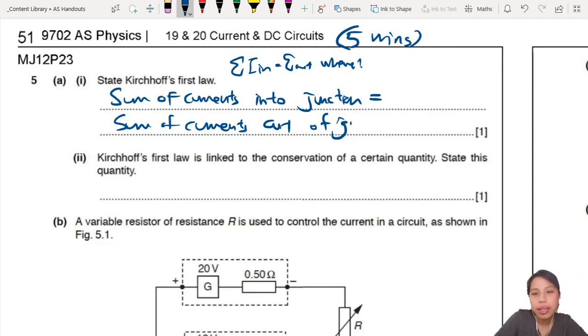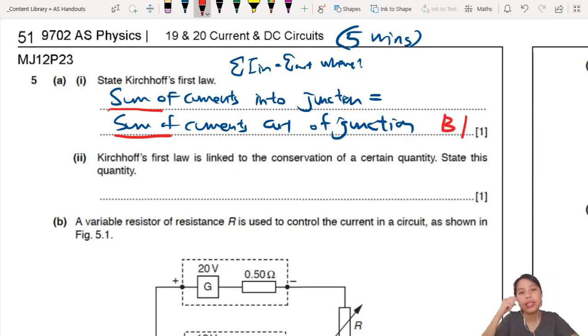Sometimes the mark scheme will be more picky. They will say you must have sum of currents, only you can get. But sometimes they are inconsistent. Year to year is a bit different, but you just follow the strictest one. Also, make sure you write sum of currents, make sure you write junction also. Otherwise, say sum of currents equals sum of currents. What does that mean? Be specific. So, B1.